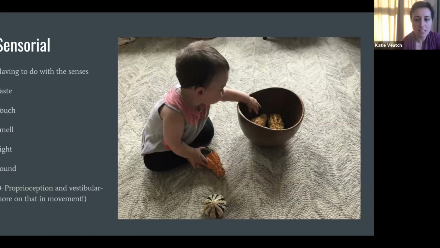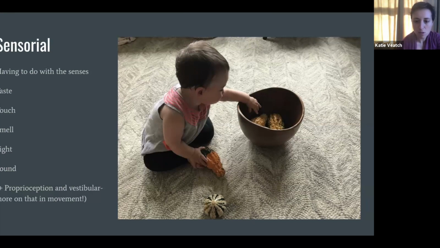Anything having to do with the senses is sensorial. Touch is a big one here. Nora has a little basket of gourds, and I highly recommend that when it's the season you get a couple of these gourds. They're really nice to touch. They're really interesting. Just make sure you clean them because they're going to mouth them if you have a baby.